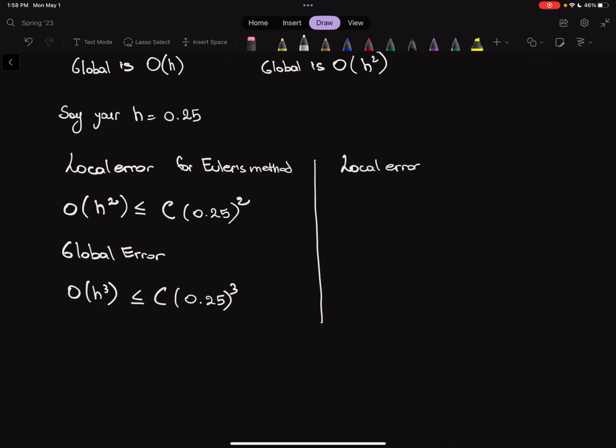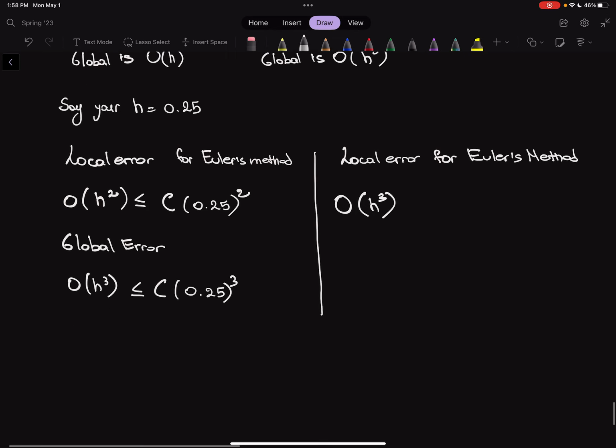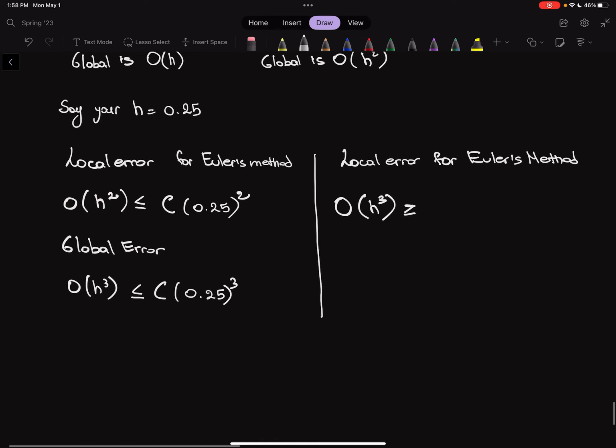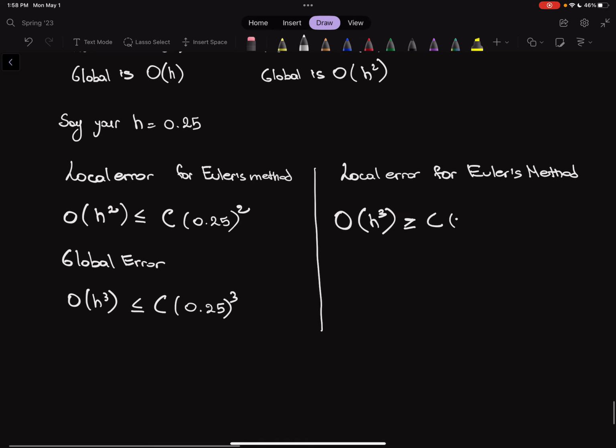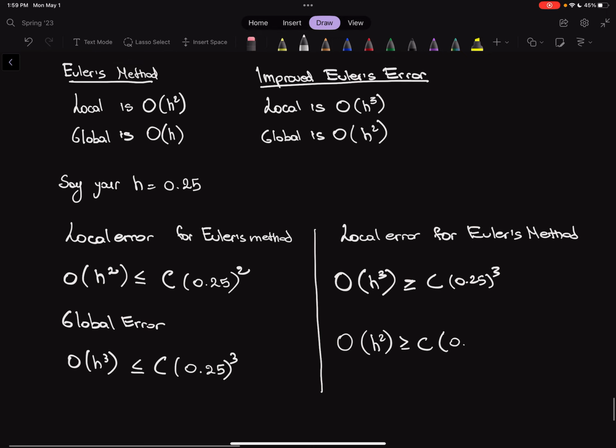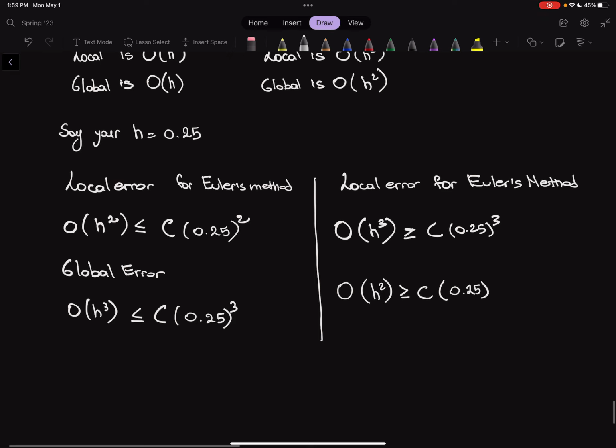And then my local error for Euler's method, what's it going to be? O(h), not squared, h to the third now, see? Remember that? That's going to be less than or equal to C times 0.25 to the third. And for this, 0.25 squared. And so this is how you find your local error and global error.